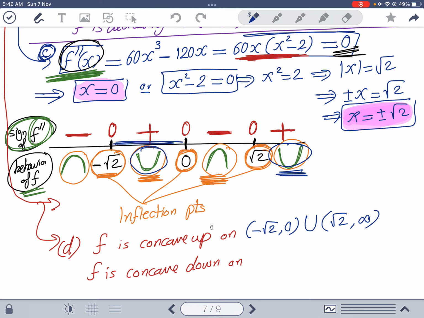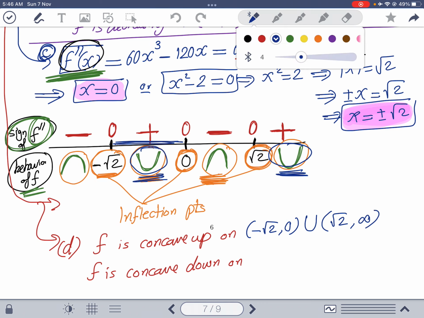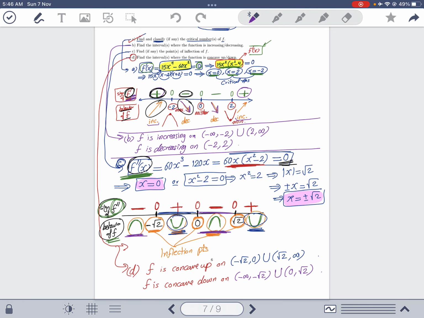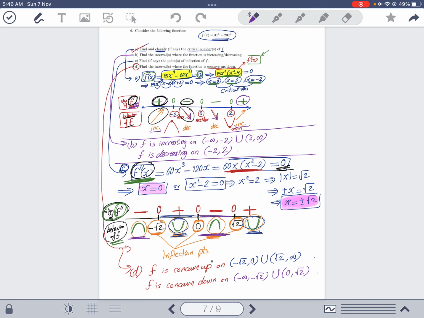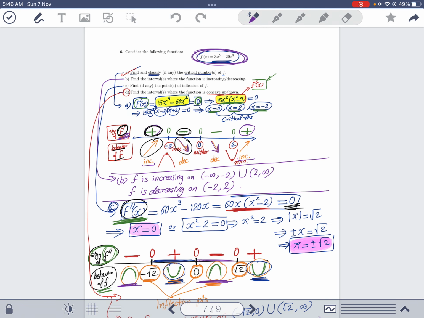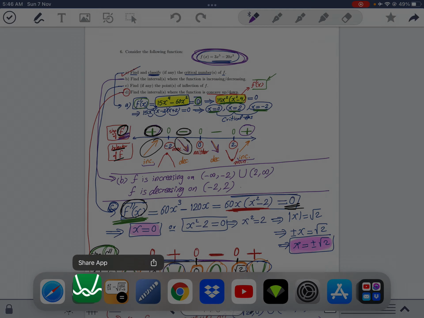That is concave up in these places, and concave down in the other places, in minus infinity up to negative radical 2, or in here between 0 and radical 2. So 0, radical 2. And this finishes the entire question, but I just want to tell you one thing, is to see the graph. Let's see the graph. I'm going to graph this function so that you see that everything that we got about it is correct.